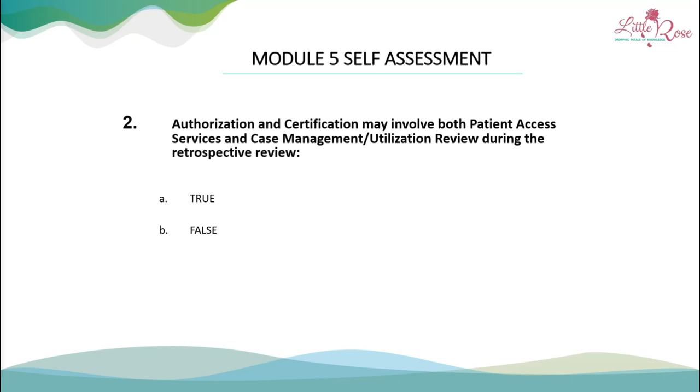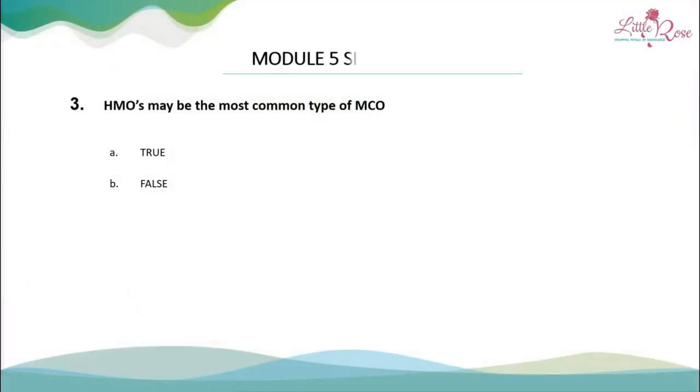Question 2. Authorization and certification may involve both patient access services and case management utilization review during the retrospective review. Option A, true. Option B, false. Question number 3. HMOs may be the most common type of MCO. Option A, true. Option B, false.